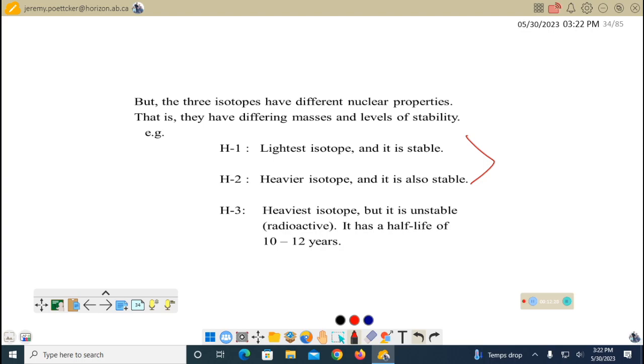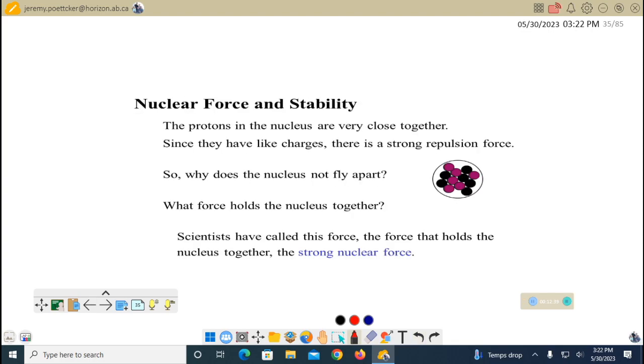Hydrogen-3 is unstable. Half-life, we're going to talk more about that in a couple days, but half-life basically means that if I have a sample of, let's say, 1,000 molecules, within 10 to 12 years, half of them will have decayed to something else. And we'll talk about what those kinds of things would be coming up in a few days.